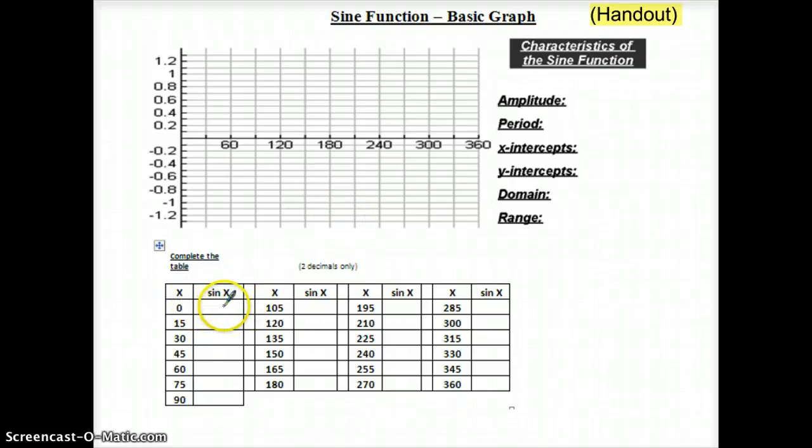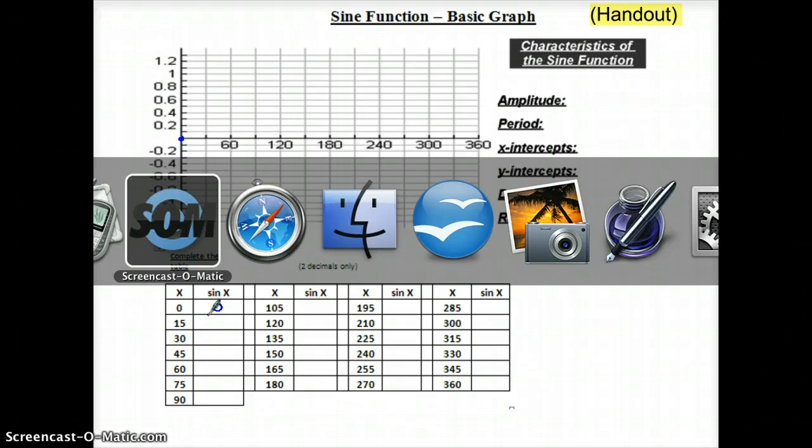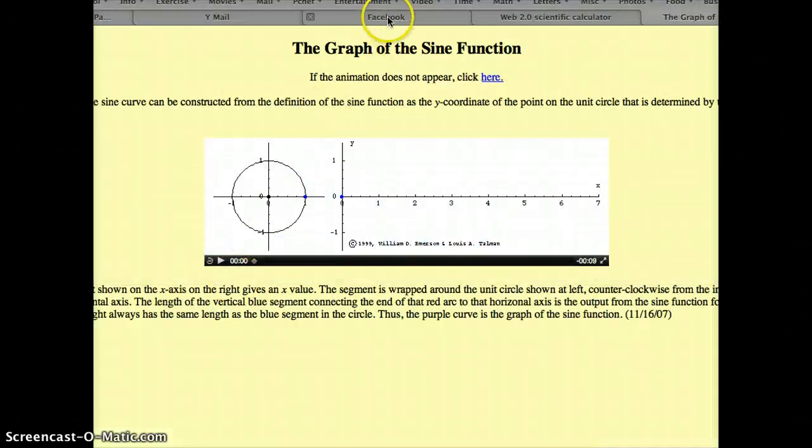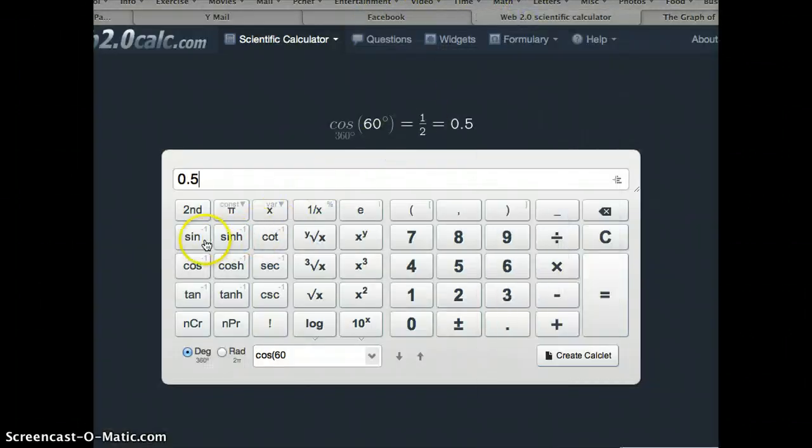So if I have sine of 0, you plug it into your calculator, and sine of 0 is actually 0. And then you plot it here. Sine of 0 is equal to 0. And then you go sine of 15. I don't know what sine of 15 is, so let me just go to the calculator and clear this. Sine of 15 is equal to 0.26.